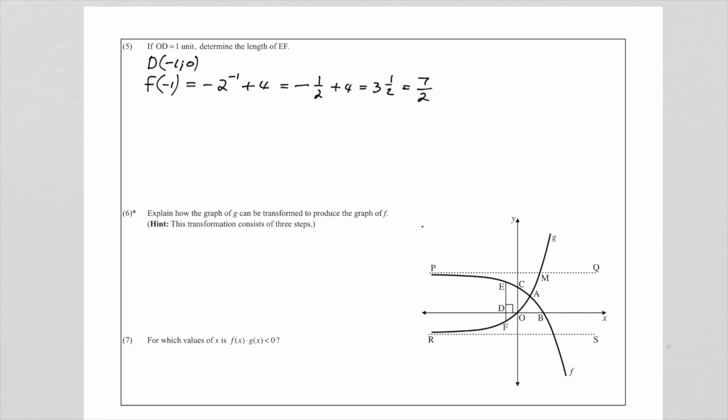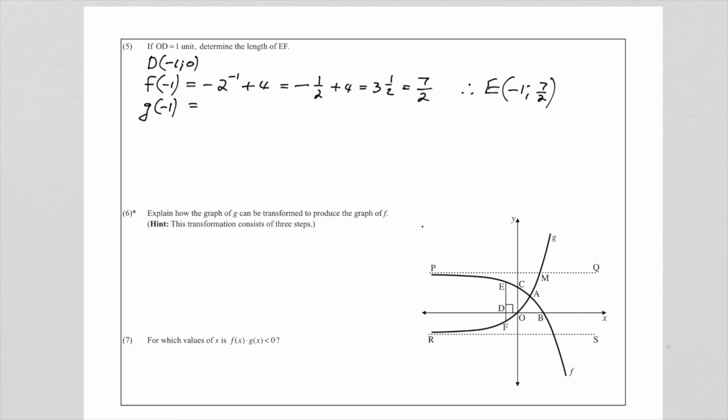So we basically calculated now the coordinates of E. So the coordinates of E, we can say here, will be: the x is -1 and the y will be 7/2. Now we're going to do the same thing, but this time we are going to use the g function. We're going to substitute the x value of -1 into g. So we find the g of -1.